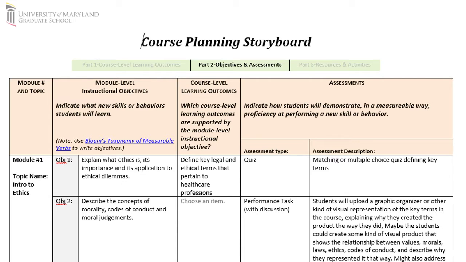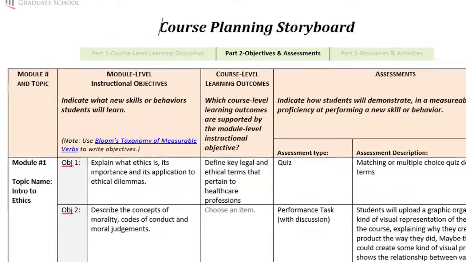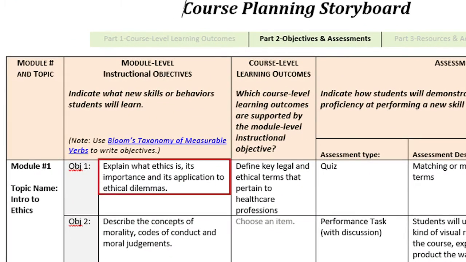The faculty member prepared this plan for Module 1 by writing module objectives, course outcomes, and assessments. You can see from the first module objective that "explain what ethics is" is the observable learning goal. Looking across to the course outcome, "define key legal and ethical terms," it seems that this module objective clearly supports the course outcome. Therefore, we say these two learning goals are in alignment.